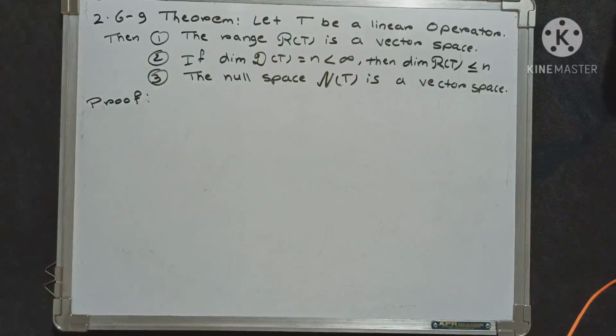Now in this lecture we see the theorem about the range and null space. The statement of the theorem is: let capital T be a linear operator. Then we have to show that the range of the linear operator is a vector space; if the dimension of the domain is equal to n, which is finite, then the dimension of the range set is also less than or equal to n; and the null space is a vector space. We have to prove these three statements.